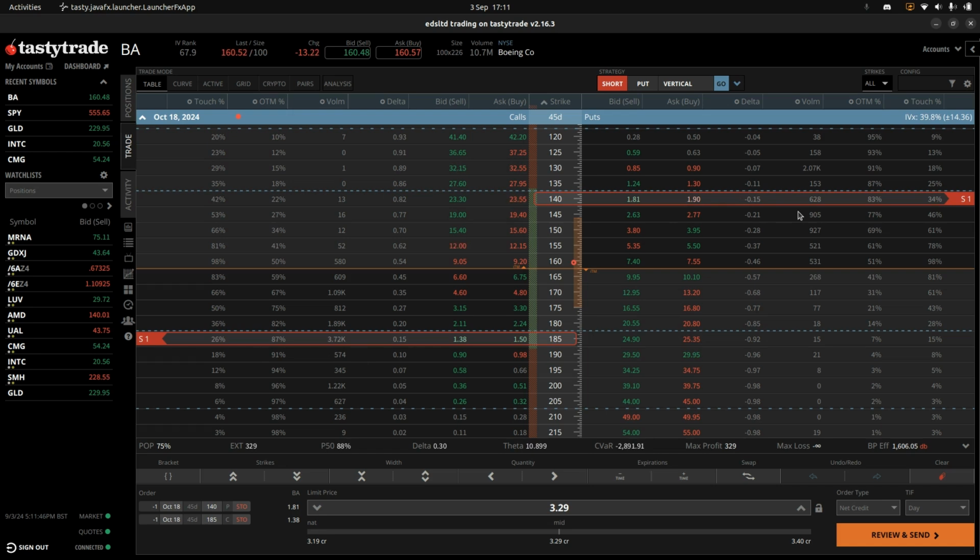Sometimes it can be 15 and 18. It's not too big of a deal. So we've got a position marked up here at 140 and 185. We've got a probability of profit of 75% on this trade.